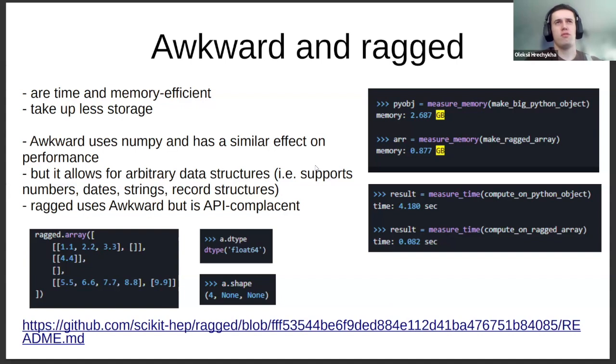And to solve this problem, the Awkward library was developed. It allows for arbitrary data structures and works with ragged arrays a lot faster than regular Python does. You can say that its performance boost is similar to what NumPy does compared to working with lists in Python without employing specific libraries.